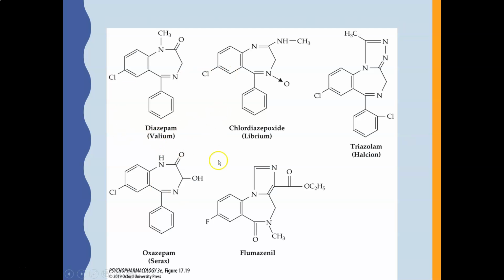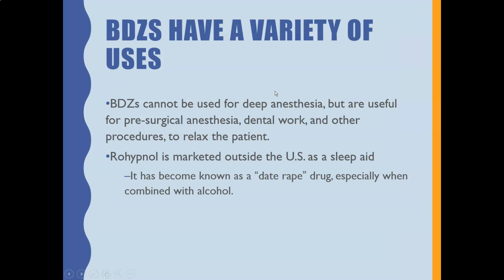So here we can actually see different types of benzodiazepines, and you can see some of the chemical similarities. So here is chlordiazepoxide, or Librium. Here's diazepam or Valium, triazolam or Halcion, flumazenil, and oxazepam or Serax. You can see that they all have some pretty common areas showing some chemical similarities in structure.